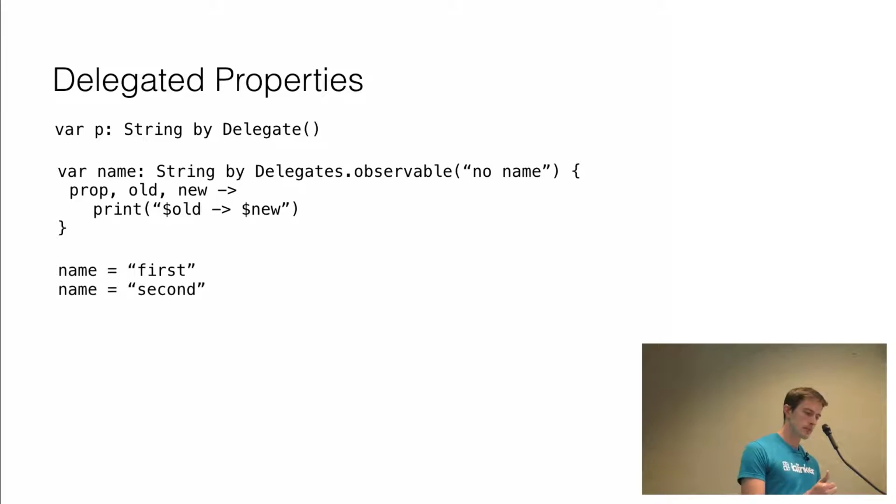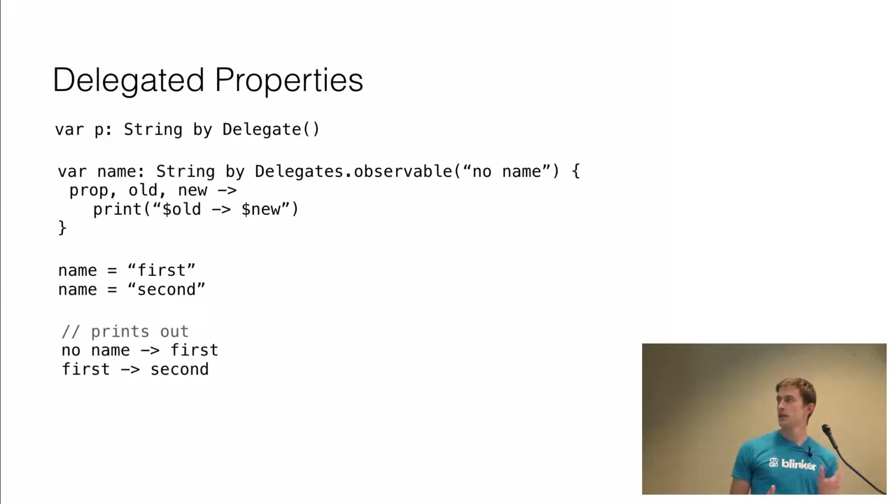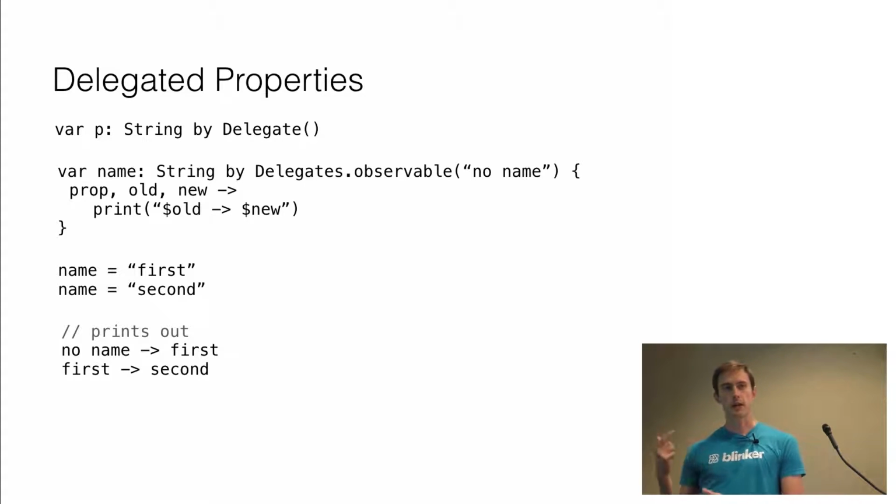But what happens is, if you look at this observable, anytime we call set, it'll notify that print function and we'll print out the old value plus the new. So after calling these two lines, name equals first, name equals second, we actually print out no name first and then first second. So you can set up things like if you have views to update anytime a variable updates, you could set it up, say, anytime this variable is updated, go tell this view to update as well.